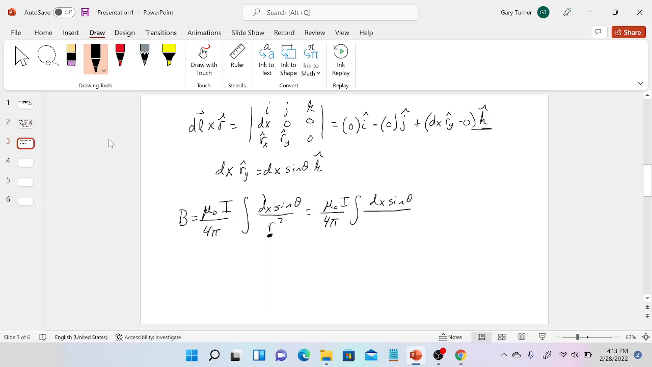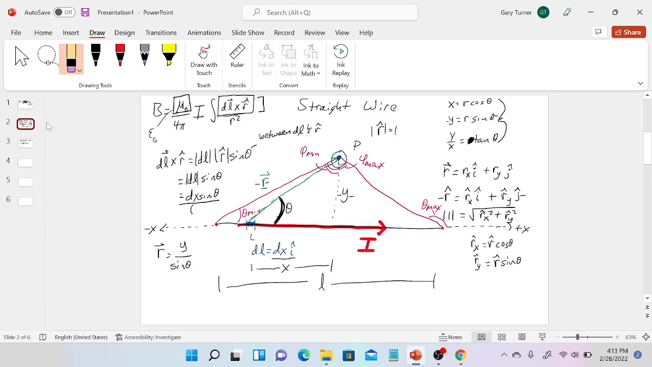My r squared was y over sine squared. 1 over r squared is sine squared over y squared. Okay, so we've got this. And sine times sine squared is just equal to sine cubed. So I can get rid of this. And finally, we need to handle the dx.